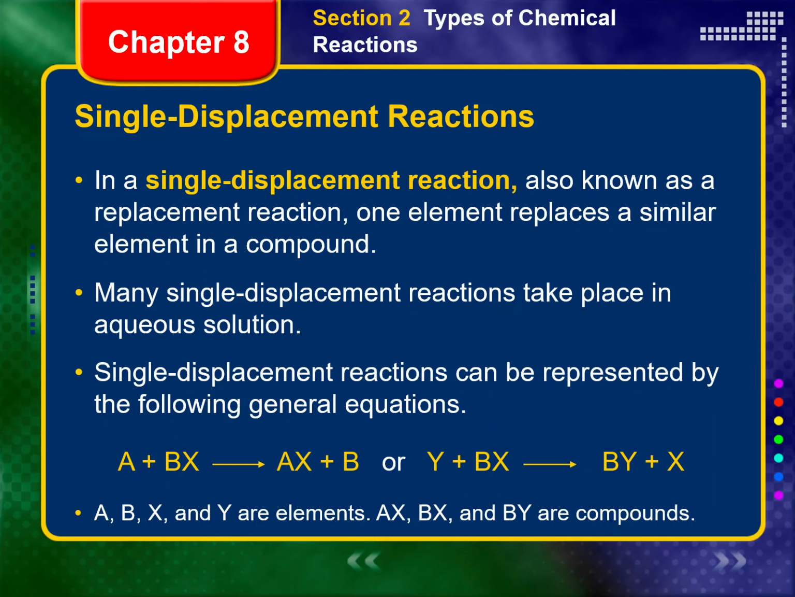A plus BX reacts to form AX plus B, or Y plus BX reacts to form BY plus X. And in these circumstances, A, B, X, and Y are all elements, and AX, BX, and BY are all compounds.